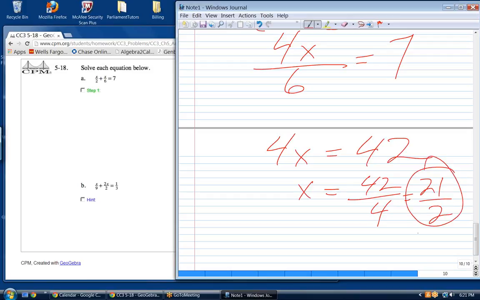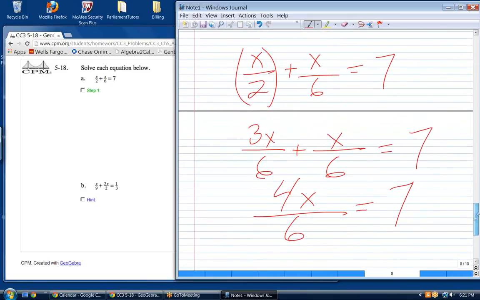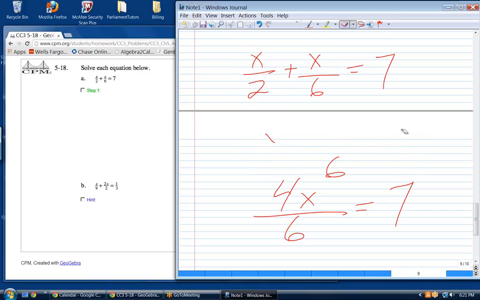There's your answer. Now let's go back and let me show you maybe an easier way to do this. Instead of finding a common denominator, is there any number that I can multiply both sides of the equation by and get rid of all my denominators in one step?